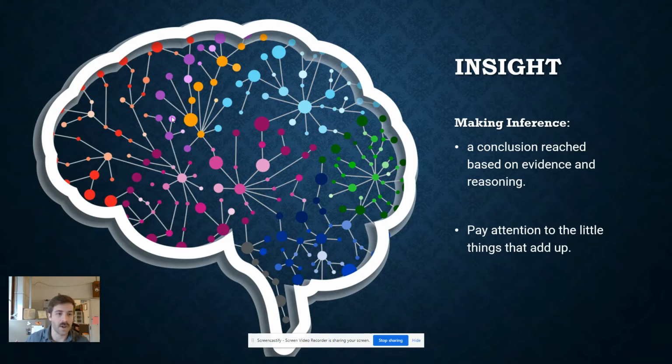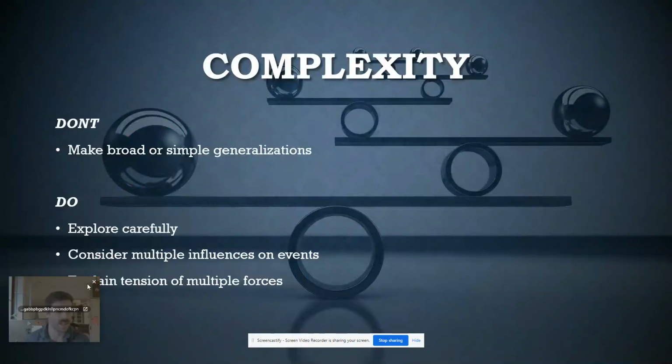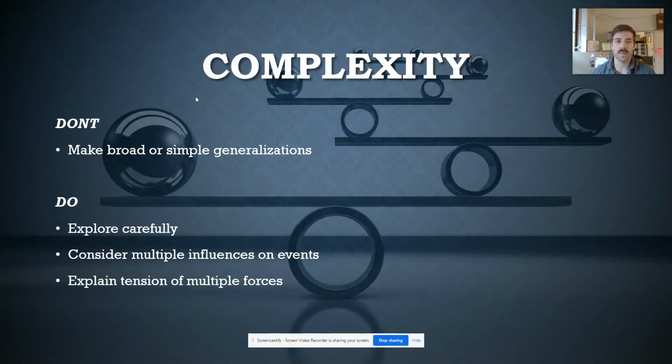Once we have all of our nodes on our mental map, we've read a story, and we've tried to create some insight by recognizing things, we're going to address the idea of complexity. What I'm asking for is that we go beyond just simple explanations, observations, and generalizations. If I saw one thing happen in the story and that's all I focus on, that's kind of losing the forest for the trees. I want us to explore carefully as we create our insights and make observations, really pay attention to what's there or what's not there, and consider multiple influences on an event.